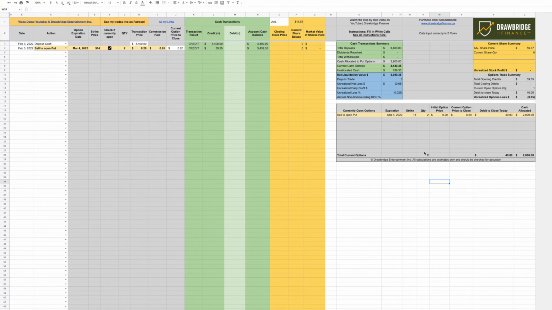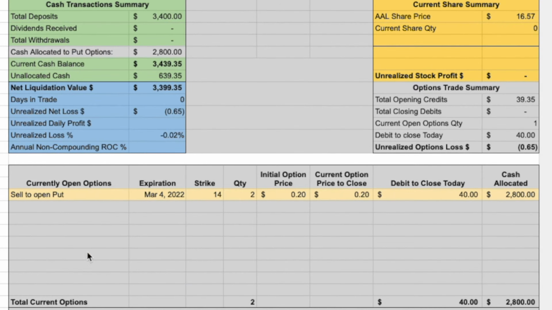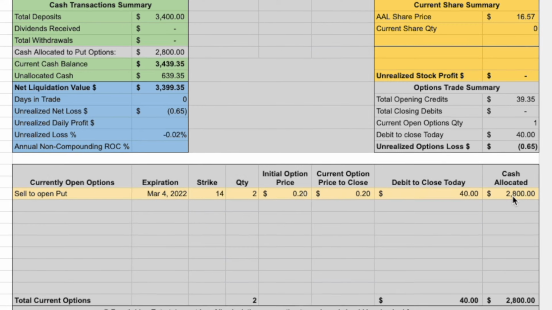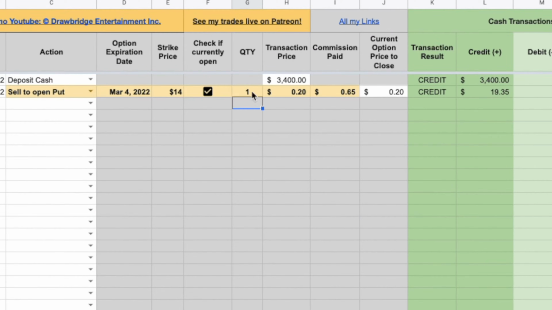Let's just take a moment over here at the detail sheet. Because I have this checkbox on that's currently open, it is also appearing down here in this summary where we can see any of the open positions. I have changed this to 2 quantities, so you can see that the cash allocated is $2,800. Now that was something I was showing as an example, so I'm going to go back over here and change this back to 1 lot because that's a typical way to start the wheel strategy.